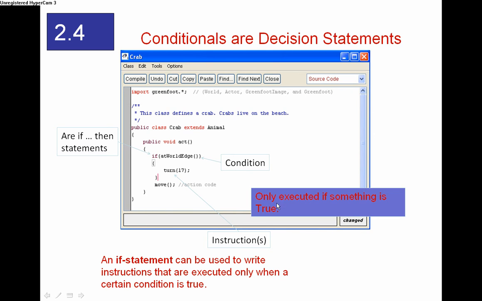You're actually making a decision. You only execute it if something is true, if the condition is true. Take these notes. An if statement can be used to write instructions that are executed only when a certain condition is true. All right, stop taking notes for a second and check this out. Stop your notes. Do your notes in a little bit.